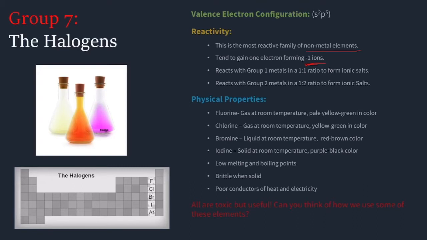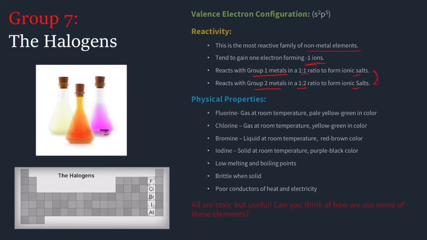They tend to react with group 1 metals in a 1-to-1 ratio and group 2 metals in a 1-to-2 ratio to form ionic salts, and we'll learn more about this in our next unit on chemical bonding. But their physical properties, they all have a color to them, so they're all colored substances. Some of them are gases, like fluorine and chlorine at room temperature. They are a pale yellowish greenish gas. Bromine is a liquid at room temperature, and it's got a reddish brown color to it. And then iodine is a solid.